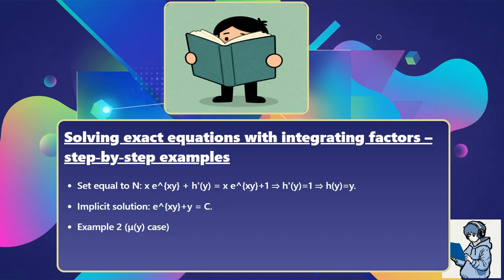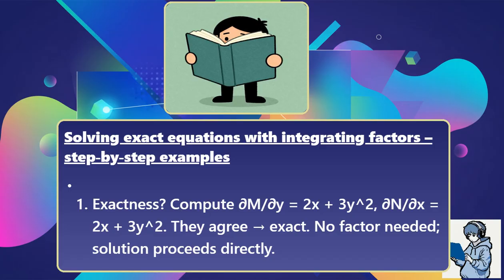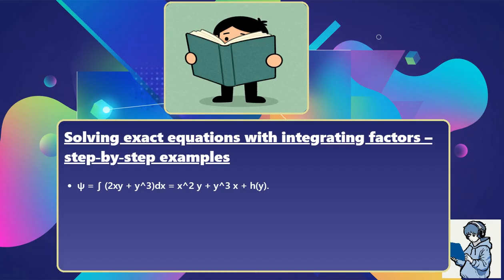Example 2, mu of y case. Given (2xy plus y cubed) dx plus (x squared plus 3xy squared) dy equals 0. Step 1. Exactness question. Partial m with respect to y equals 2x plus 3y squared. Partial n with respect to x equals 2x plus 3y squared. They are equal, so the equation is exact, no integrating factor is needed, and we solve directly. Psi equals the integral of (2xy plus y cubed) dx, which is x squared y plus y cubed x plus h of y.